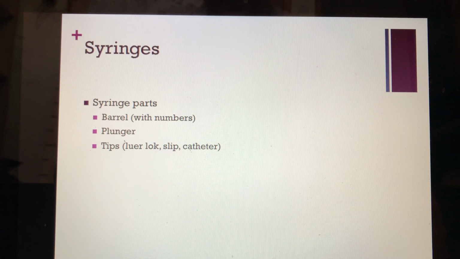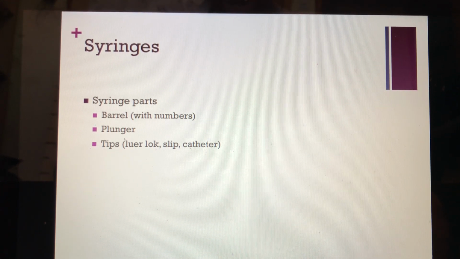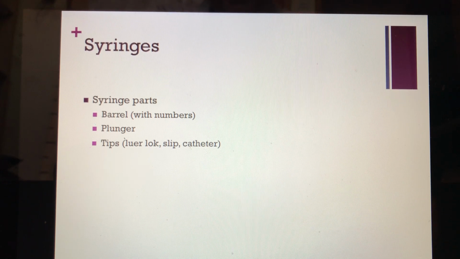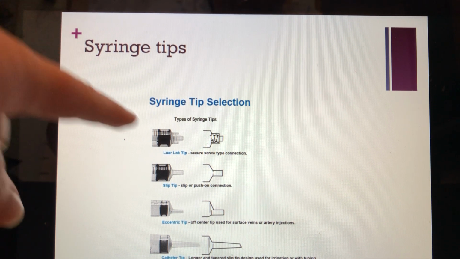So we talked about the different parts of the syringe. So we have the barrel, which has the numbers, the plunger, and then the tips. And there's a few different types of tips of syringes. So this is a diagram of the different types that you'll encounter. So we have a luer lock tip. That's this first one here.